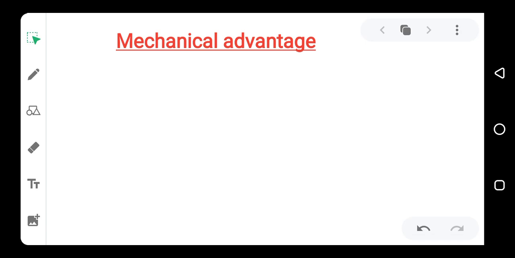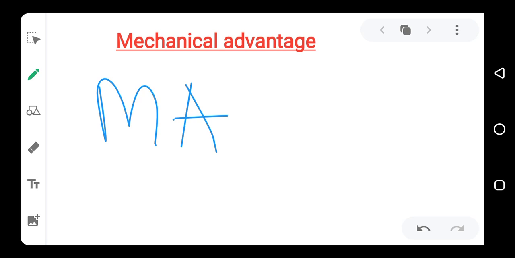In today's lesson, we want to talk about mechanical advantage, MA. Mechanical advantage is part of what we consider in machine. In our last lesson, we talked about machine and defined machine as anything that helps us to use small efforts to overcome big load.